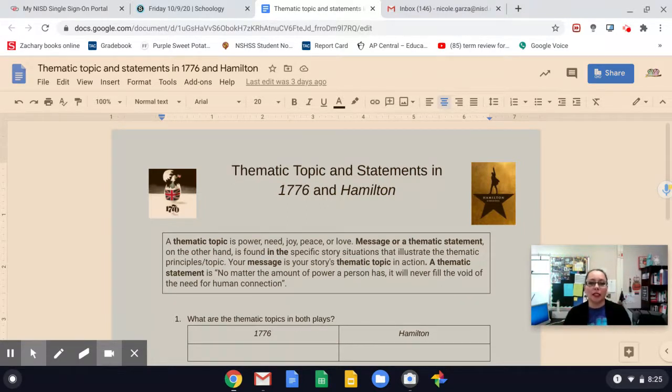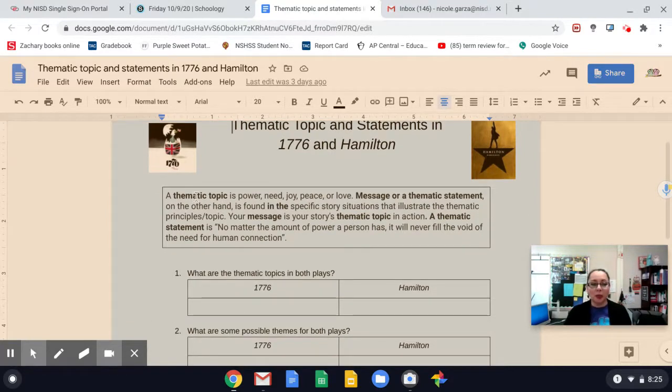When we take a look at this in a literary sense, we're looking at the concept of, okay, what is the lesson being taught in this text? What are they trying to say about society? What are they trying to say about humanity? What are they trying to say about individuals and nature? That is the statement that we're looking at, and that's what we want you to look at today with our two texts, or our two excerpts, 1776 and Hamilton.